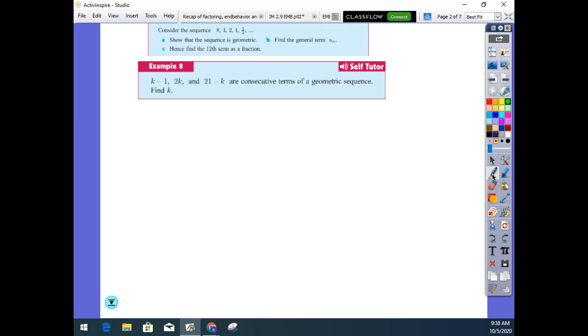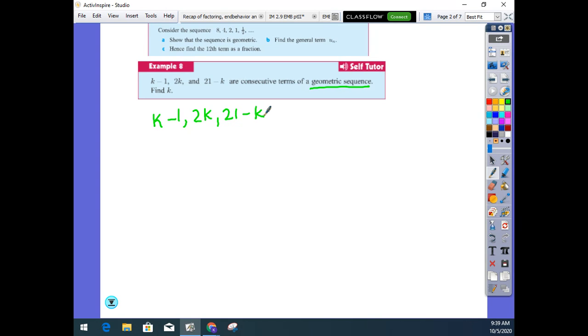Okay, this example is telling you it's a geometric sequence. Let me look just a second. I've got to make sure that I have my plus and minus. They're both minus. Okay. Sometimes it doesn't come through when I copy and paste.